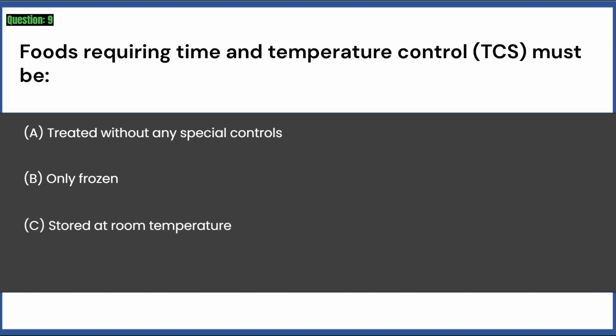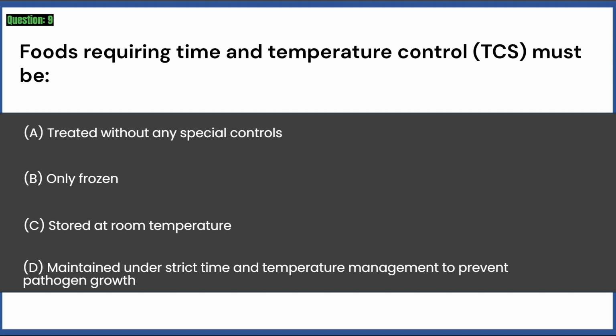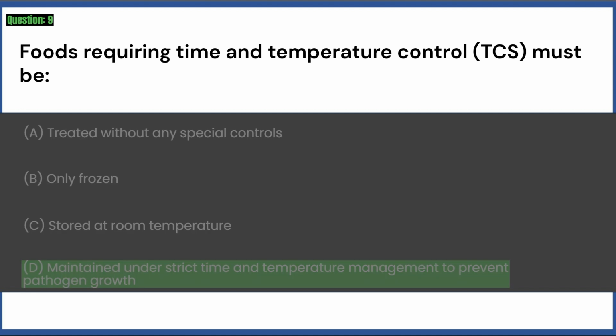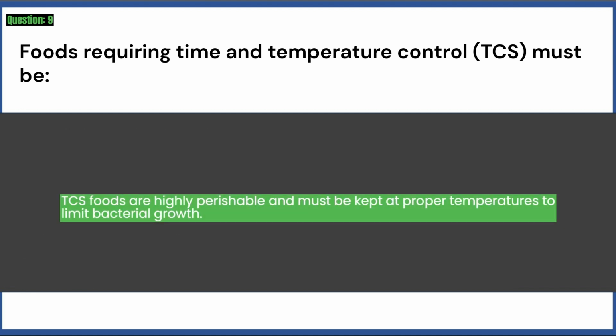Foods requiring time and temperature control, TCS, must be: A. Treated without any special controls. B. Only frozen. C. Stored at room temperature. D. Maintained under strict time and temperature management to prevent pathogen growth. Answer: D. TCS foods are highly perishable and must be kept at proper temperatures to limit bacterial growth.